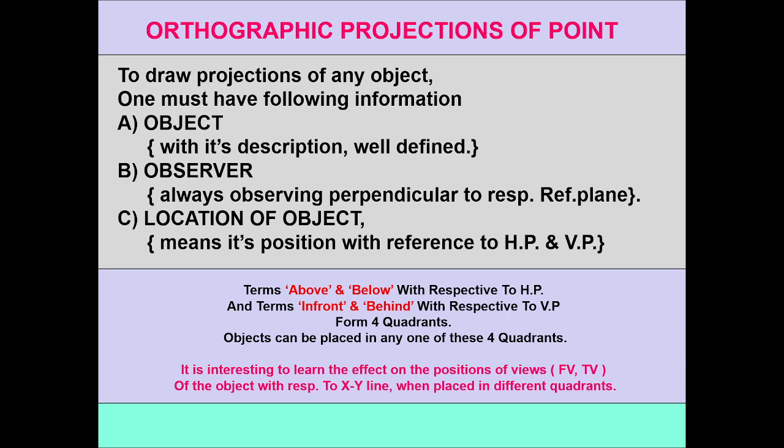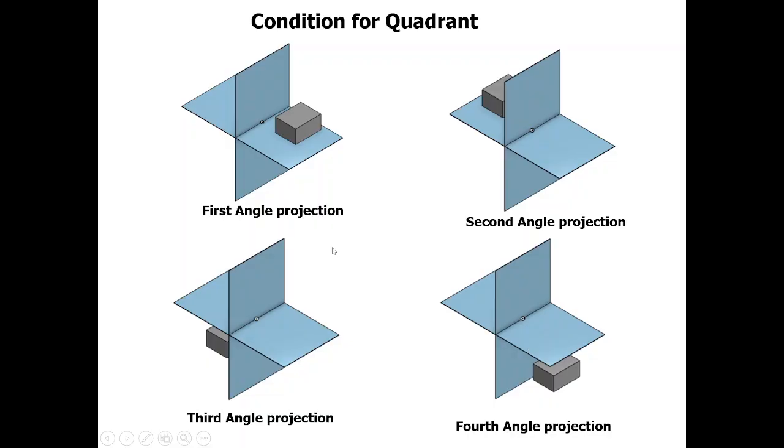Third is the location of the object, meaning its position with respect to the reference planes, HP, the horizontal plane, and VP, the vertical plane. The terms above and below are used with respect to HP, and in front of and behind with respect to VP. Okay, there are four quadrants. The object may be placed in any of these four quadrants. You can see here, this is the first quadrant.